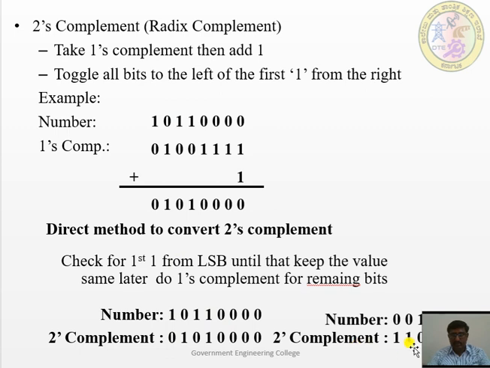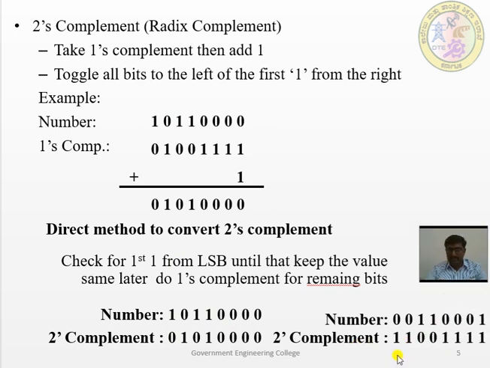If you want to check another number, see, the number is 0011001. We are just checking for the first bit. It is a digit 1, so I keep it the same. The remaining bits go by the 1's complement method. For 0 it is 1, for 0 it is 1, for 0 it is 1, for 1 it is 0, for 1 it is 0, and for the remaining bits it is 1 1.